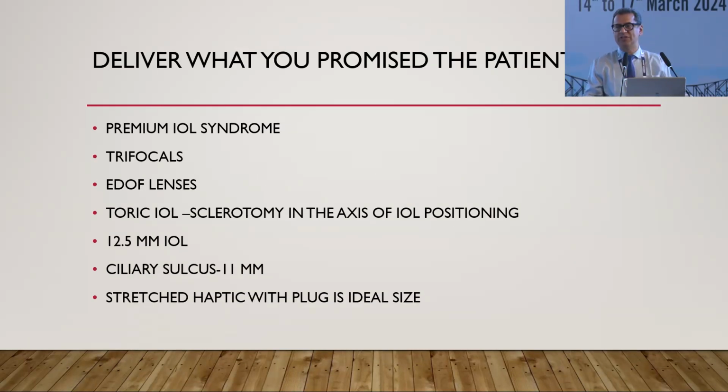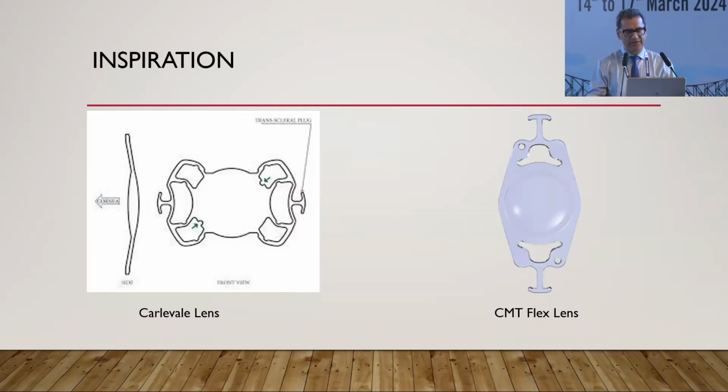The premium IOL syndrome, which we are, I think, transferring to our patients nowadays: trifocals, EDOFs, toric IOLs. So you have a normal 12.5 IOL, and the ciliary sulcus is 11. So a stretched haptic with a plug is of the ideal size. Like the Nivean's lens is around 13.75. So this is the idea I got from the Carlevale lens, which I was studying. And CMT Flex is our Indian version of the same lens.